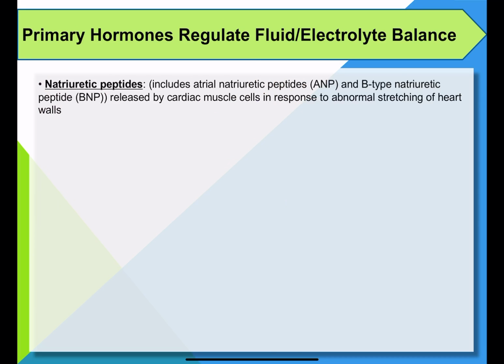Okay, on the other hand, natriuretic peptides like ANP and BNP are both released by cardiac muscle cells in response to abnormal stretching of heart walls. So that's why they're called ANP and BNP. ANP, atrial natriuretic peptide, has to do with the atria, and then your B type. Both are released by heart cells, okay?